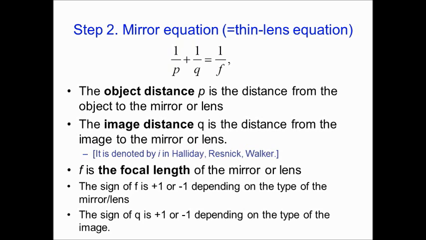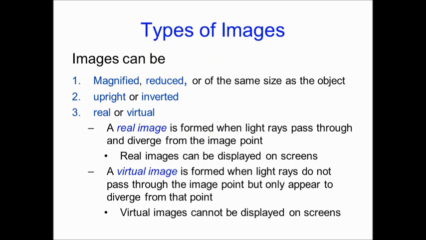Now, the equation, as you see, is quite simple. It tells you that 1 over p plus 1 over q is equal to 1 over f. The subtlety arises because all three distances can be positive or negative depending on the type of the optical element and the relative position of the object and the image with respect to the optical element. For example, let us discuss the sign of the image distance q. It can be positive or negative depending on the type of the image. From your textbook, you know that images can be magnified, reduced, or of the same size as the object.